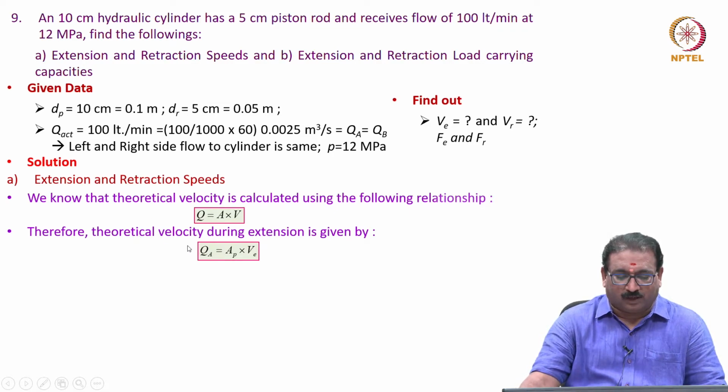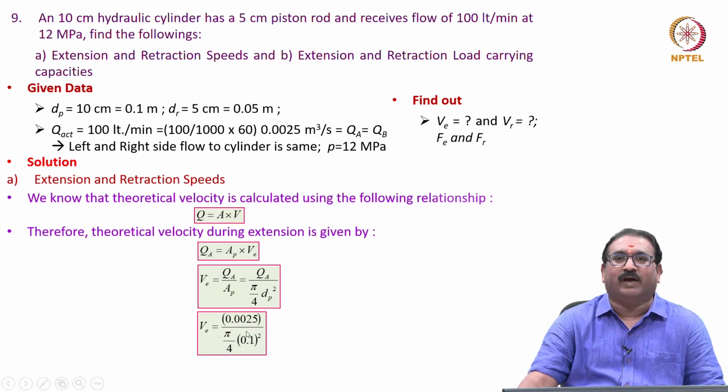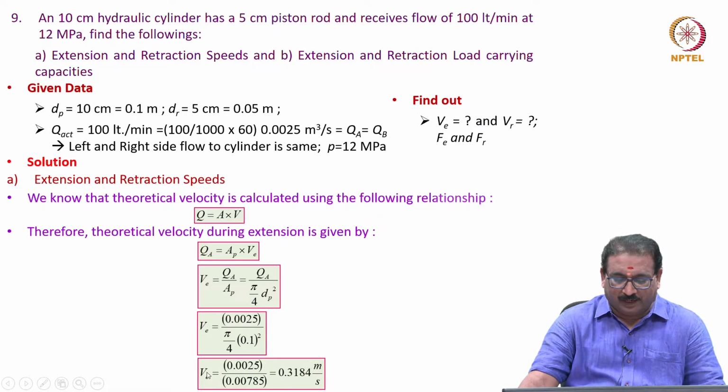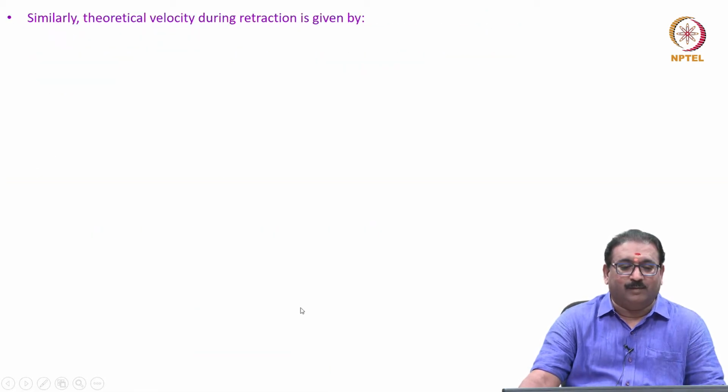Therefore, now we will go to the theoretical velocity during the extension. I am using the notation QA for the left side flow, AP into VE. Then VE equal to QA by AP. Very simple. AP is pi by 4 dP square. Now we will substitute the given values. Then you will get velocity for extension is 0.3184 meters per second.